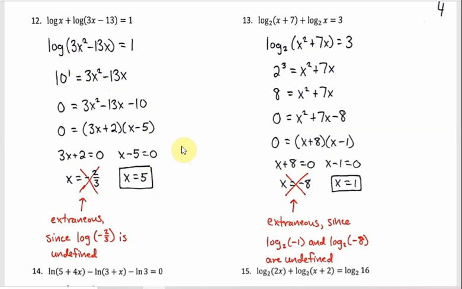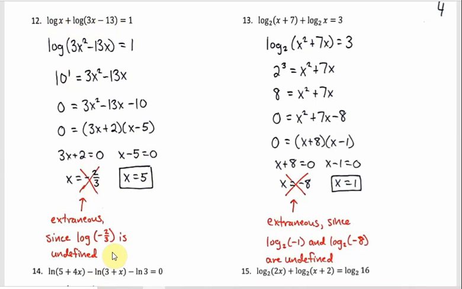some of these logs aren't defined, right? Like if you sub in a 5, everything's okay because you say, okay, log of 5, that's fine. And then 3 times 5 minus 13, that's 2. Okay, you can take the log of that. But with negative 2/3, it doesn't work. The log of negative 2/3 is undefined, right? So that's why this fails.